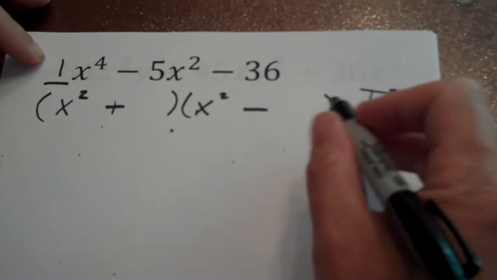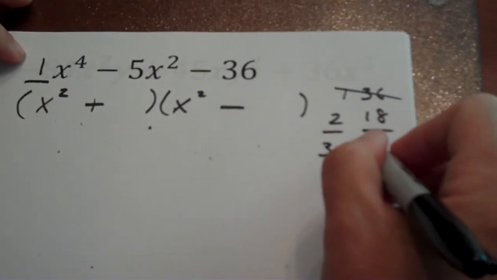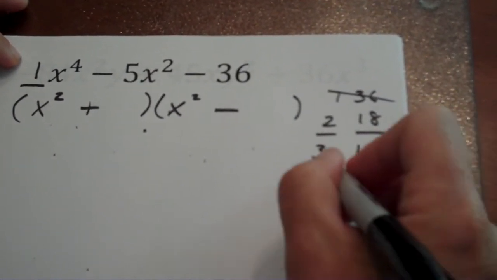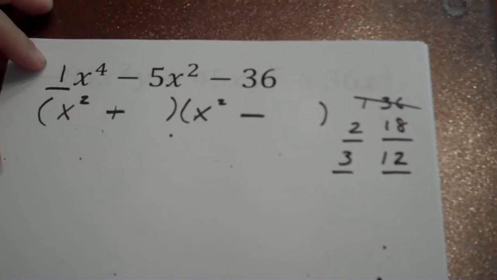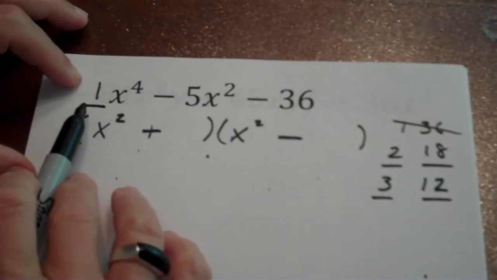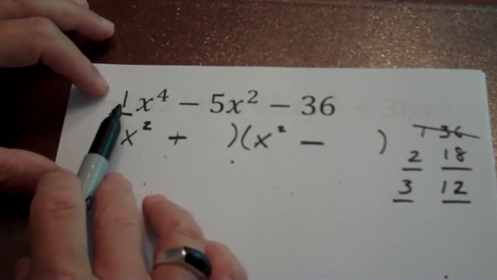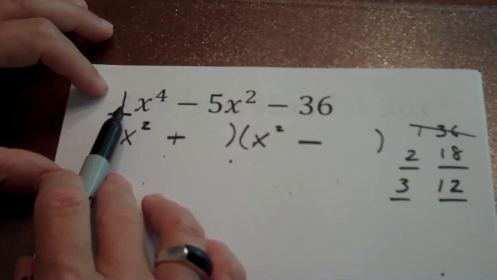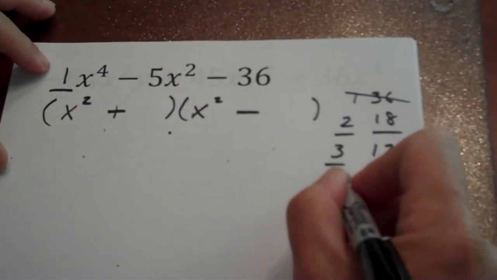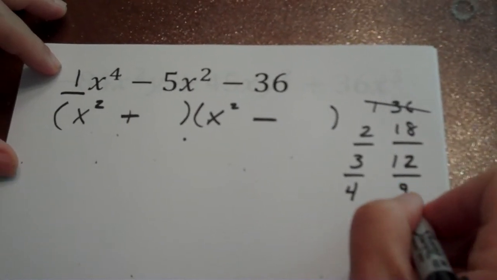The next number that goes into 36 would be a 3. So you could use 3 times 12. And I know you're noticing again, perhaps there's a factor of 3. For the same reason, that's perfectly acceptable here because there's no factor of 3 in the 1. So let's use 4 as the next one. It could be 4 and 9.